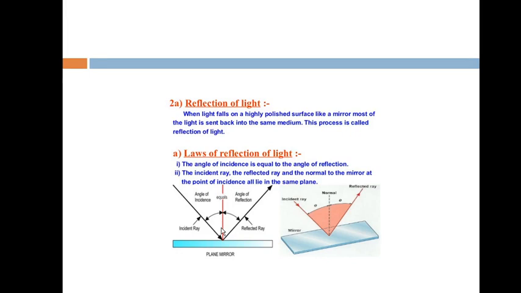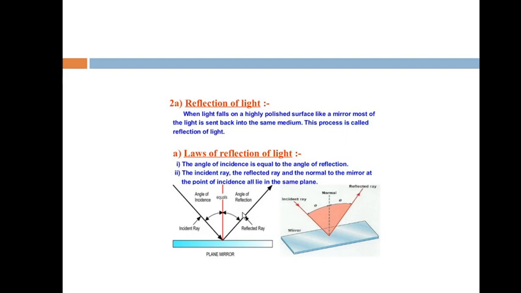This is because the angle of incidence is equal to the angle of reflection. So here the angle of incidence will be equal to the angle of reflection, which is equal to 0. If the incident ray is here, the reflected ray will come back on the same side, on the same plane. This means the angle of incidence and the angle of reflection are equal to 0.